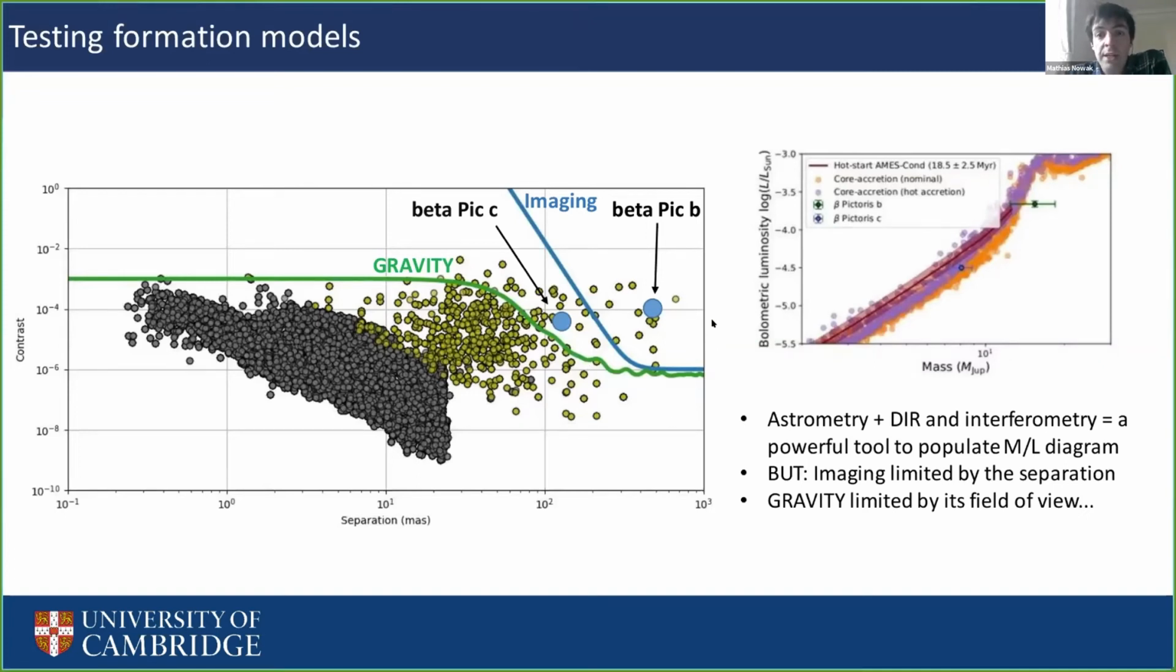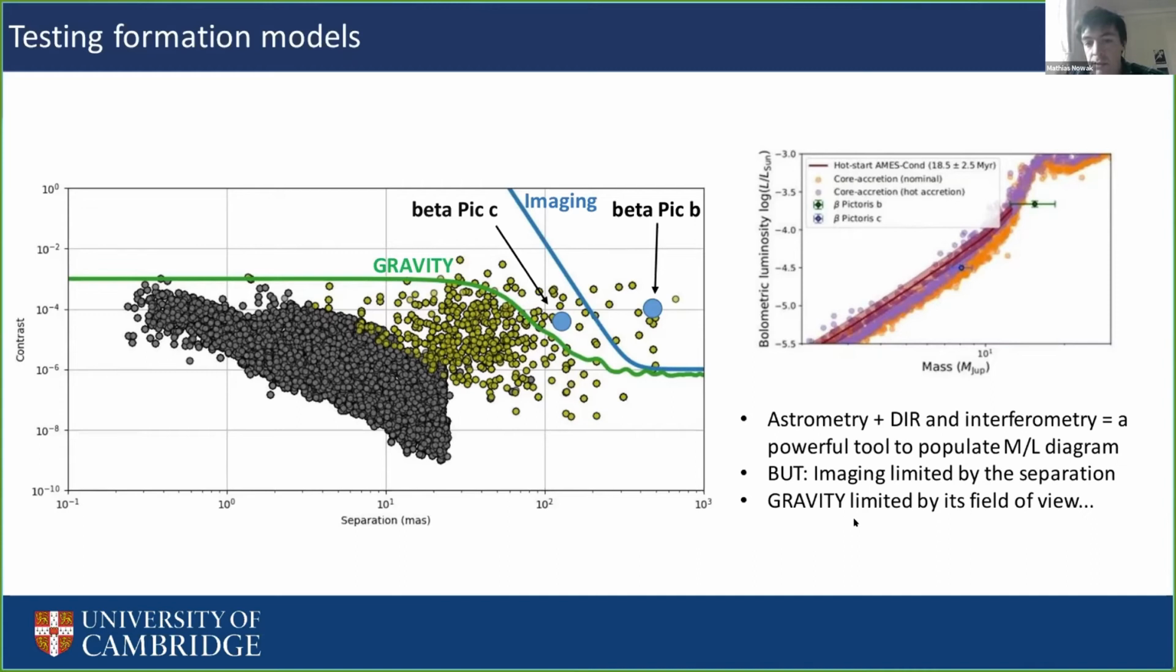So in principle, combining astrometry and direct imaging, or direct methods in general, is a very good way to fill out the mass luminosity diagram. Now, the problem is, it turns out that direct imaging doesn't quite have the resolution. I mean, it's hard to go to the separations where you can have the Gaia planets. So in principle, it would seem that interferometry, which does a little bit better closer to the star, would be a more useful tool for this.